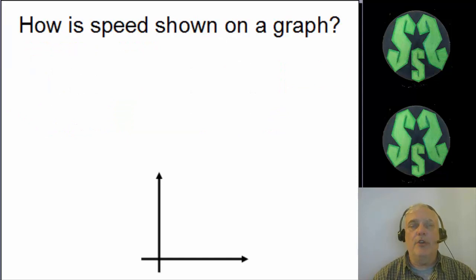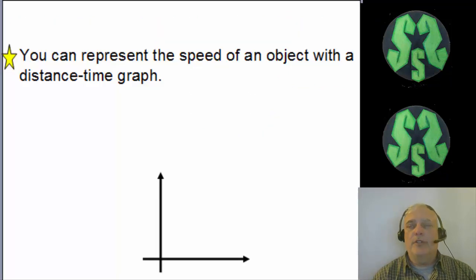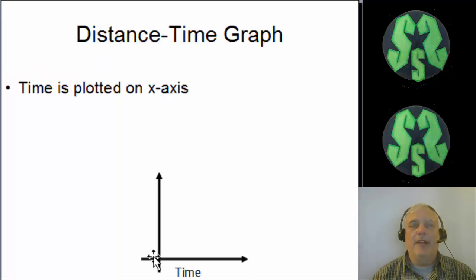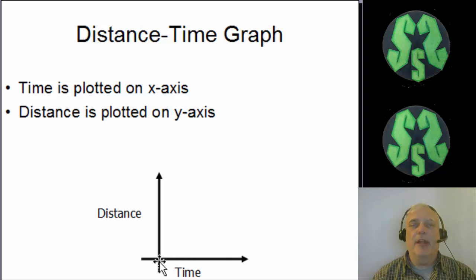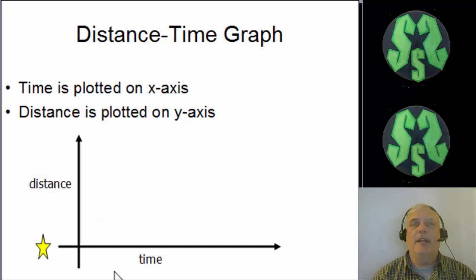First of all, how is speed shown on a graph? You would use what's known as a distance time graph to represent speed. Time is going to be plotted on the x-axis. So as you go from left to right on the x-axis, time is going to increase, more time goes by. And distance is going to be plotted on the y-axis, so this would be like distance 0 and time 0. So 0 distance has been traveled when no time has gone by, and as time increases, often the distance that the object has traveled will increase as well. Time is plotted on the x-axis, distance is plotted on the y-axis. Go ahead and write this down in your notebook.